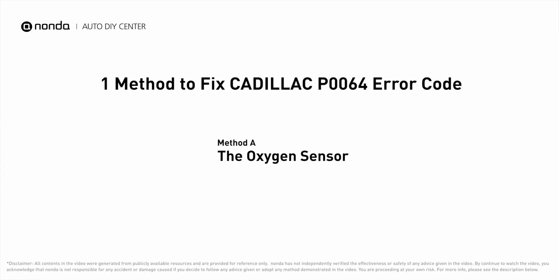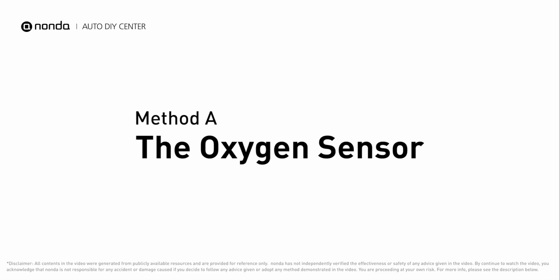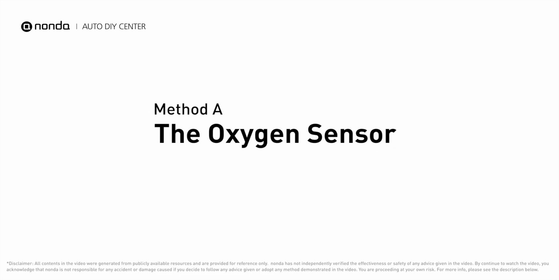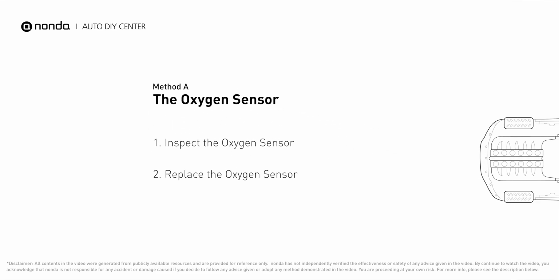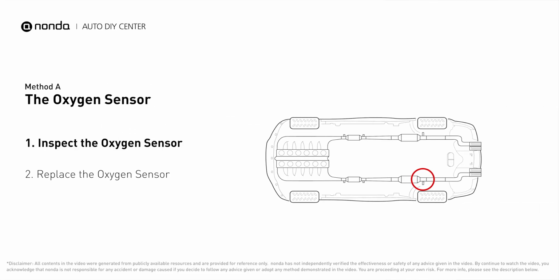Here is one of the most practical solutions to fix Cadillac's P0064 error code. Method A, the oxygen sensor. This oxygen sensor is located right after the catalytic converter. Bank 2 is on the side with the cylinder number 2. Sensor number 3 is downstream of the last catalyst in the exhaust system.